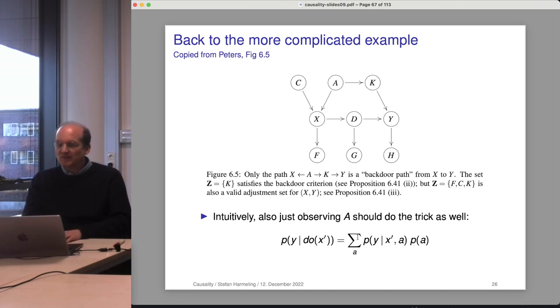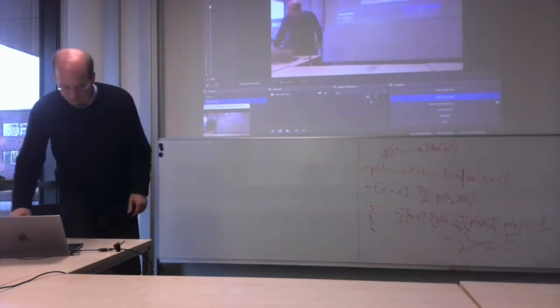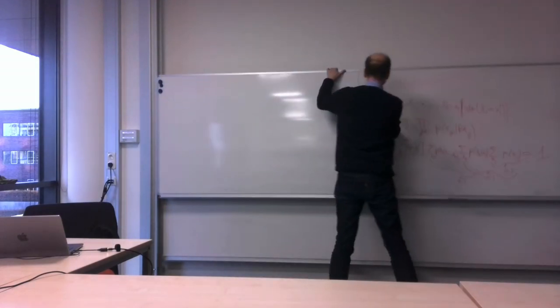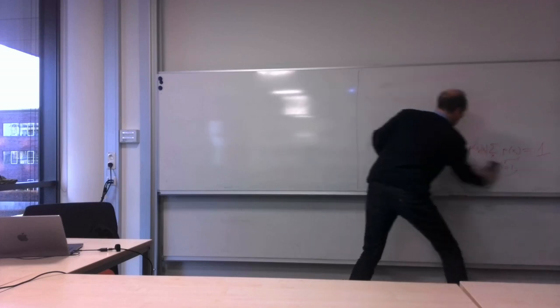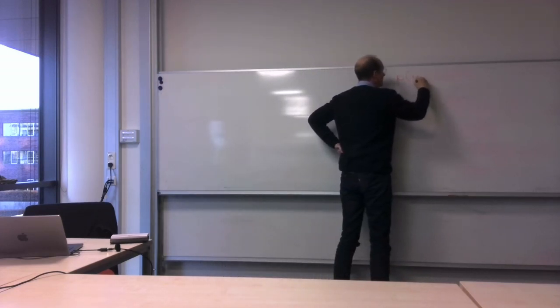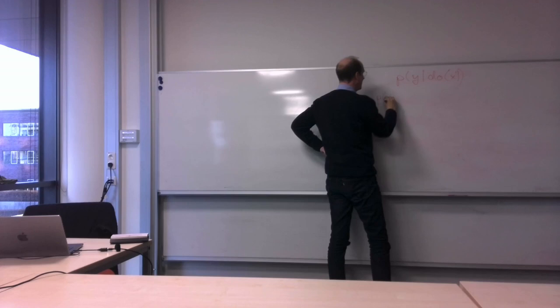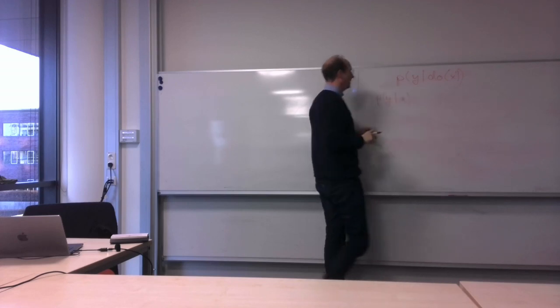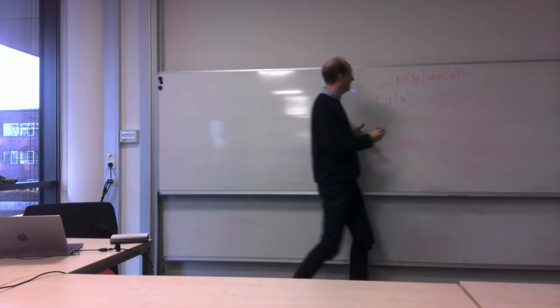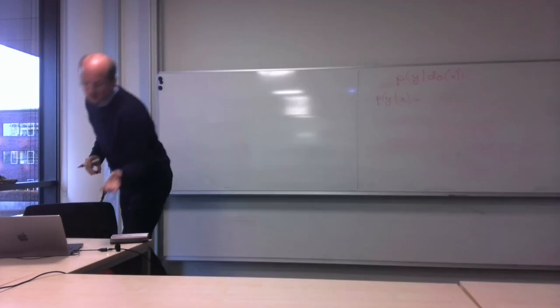Okay, so somehow the correct formula here would be, if I just use the product rule, or maybe I should, let me try to write it on the board. So we are interested in P of Y given do X, or X prime often. Now let's see what's happening if we have P of Y given X. Let's play around with that expression and see what we get. So let's say there is another variable. What was the letter that we had used here? Okay, let's call it A.